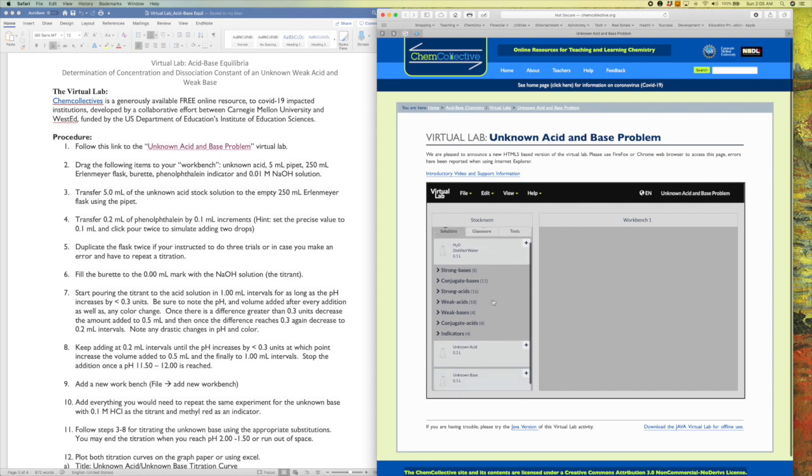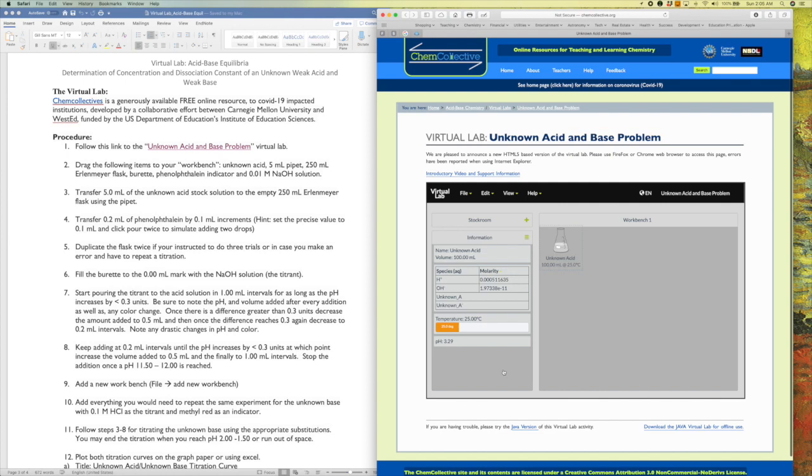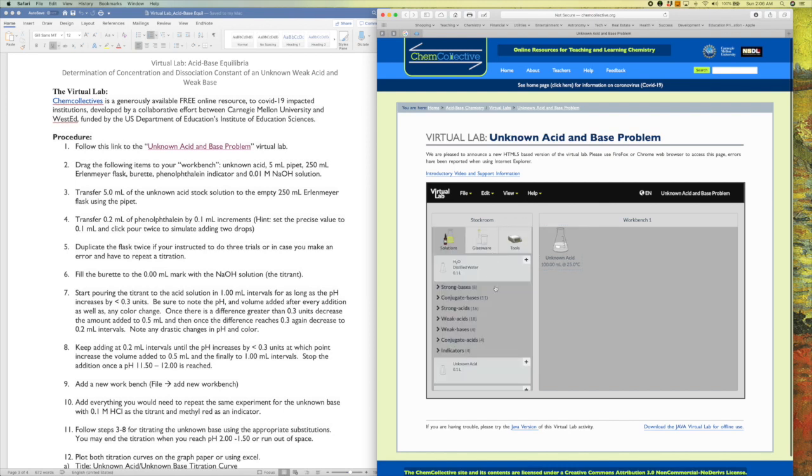And so we can start off with the acid, and so I will take the unknown acid from the solutions menu, and now you see that a flask of the unknown acid has been brought to my workbench, right? And you can see that in our stock solution we have 100 ml of unknown acid in our flask, and so we will be doing a titration.